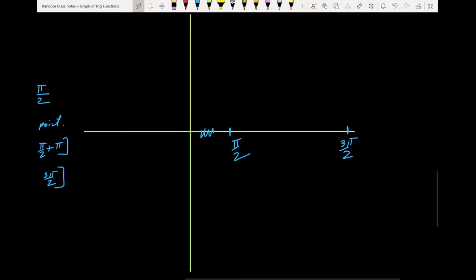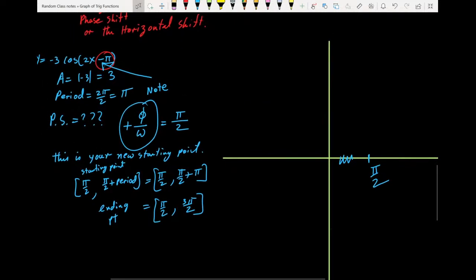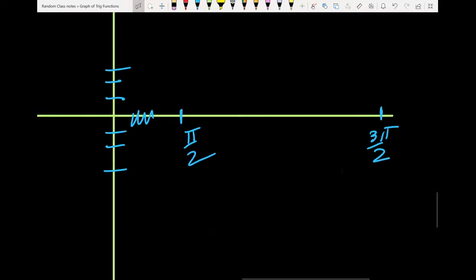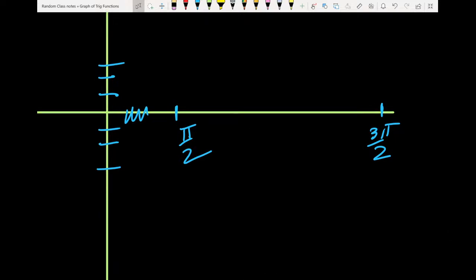So it starts at pi over 2, ends at 3 pi over 2. What's the amplitude in this case? 1, 2, 3. Can you guys find the other 3 midpoints? All right, how do you find the midpoint between 3 pi over 2 and pi over 2? What is it? Yes, go ahead.